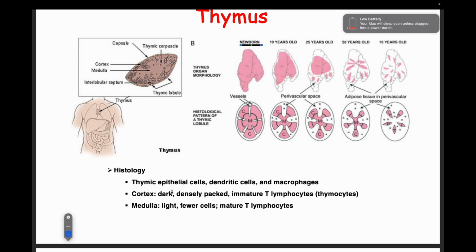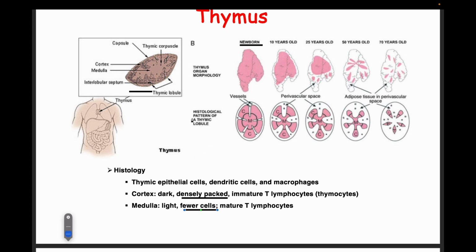Now histology. The thymus, as shown here, consists of two parts, the cortex and the medulla. The cortex is dark, meaning when we apply dye, it appears dark. Why does it appear dark? Because it contains densely packed immature T lymphocytes, or thymocytes. The medulla is lighter because it contains fewer cells, and these cells are mature lymphocytes.